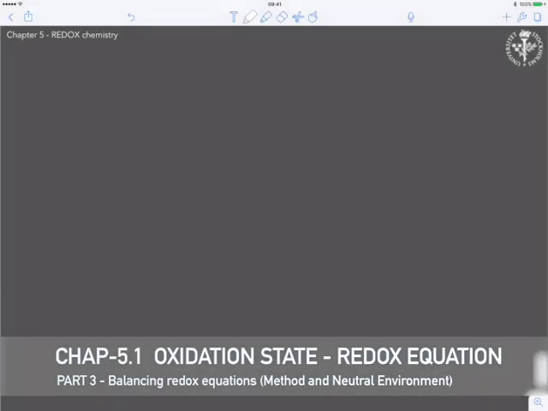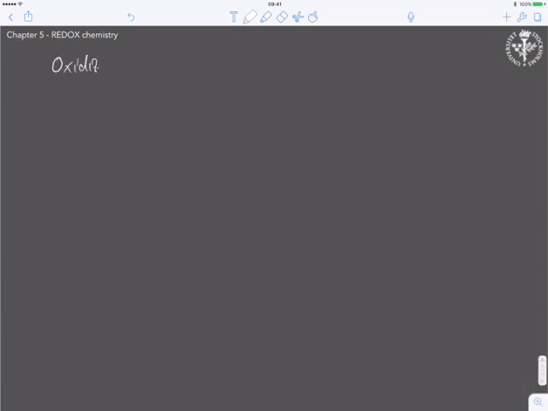Now a couple of definitions, I'm sure you know about that. An oxidized compound is a compound that lost electron. A reduced compound is a substance that is gaining electron. An oxidant is a substance that is able to accept electron. So an oxidant will be reduced.